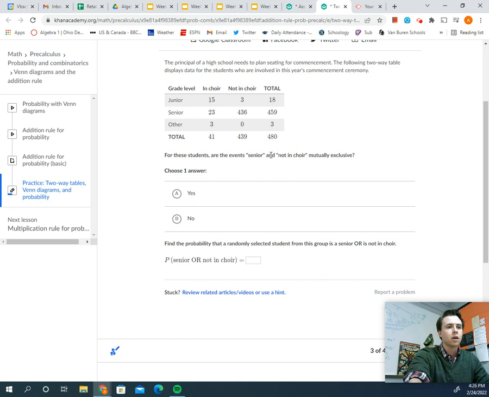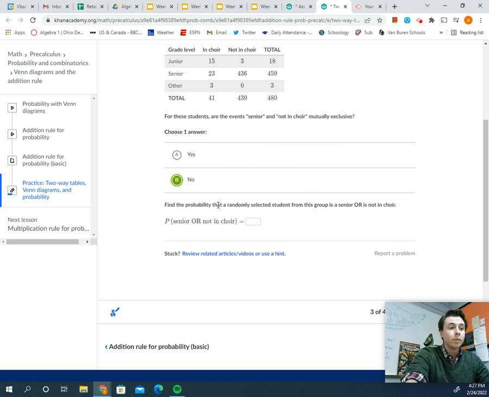So when I see senior and not in choir as mutually exclusive, I'm thinking, can those not happen at the same time? Well, no, that's not the case. We see, in fact, that there are 436 seniors that are not in choir. So clearly, these are not mutually exclusive. So I'm going to go with no.